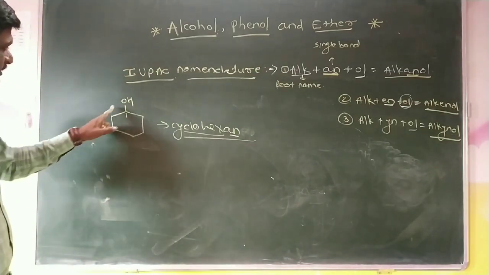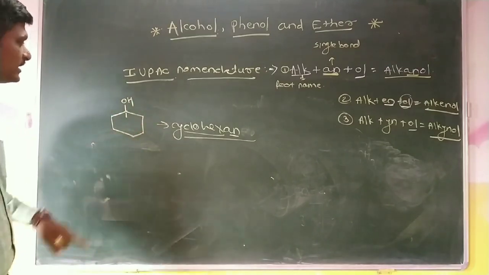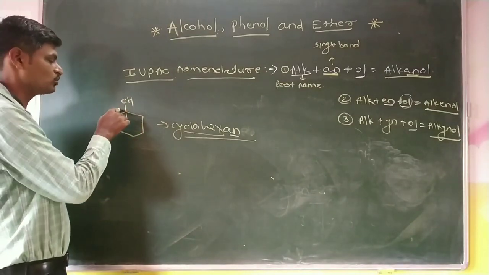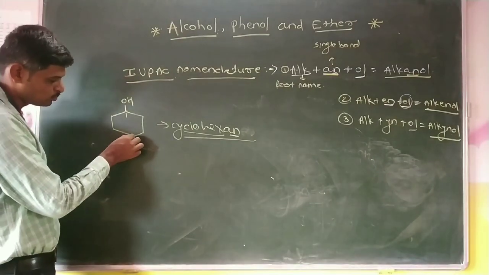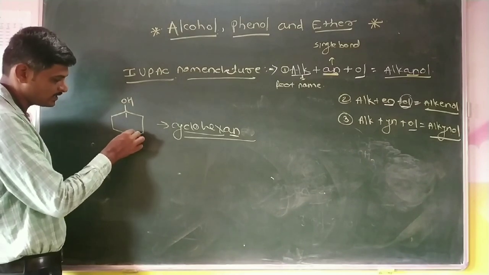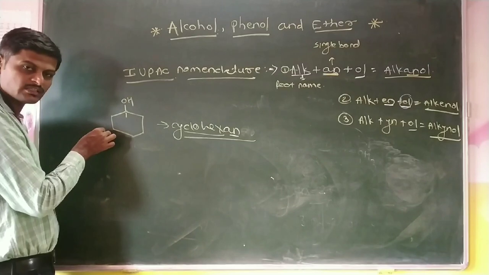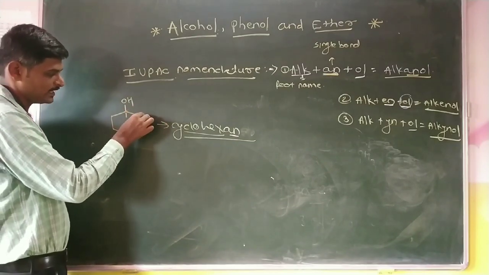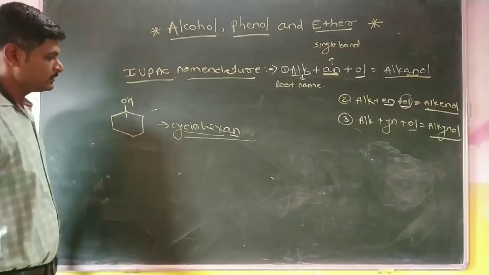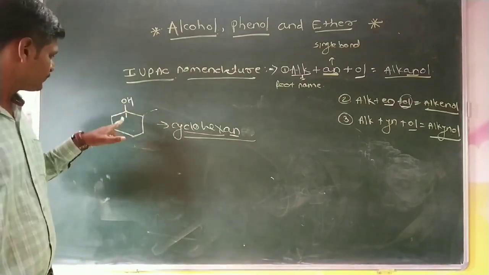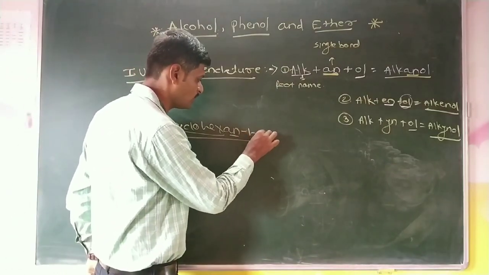but this OH or hydroxyl group is attached to the first carbon atom, because the numbering of this cycle can be started from the carbon atom to which the OH group is attached. If the OH group is attached to this carbon atom, the numbering will start from here. If it is attached to this carbon atom, the numbering will start here. Okay. Then the hydroxyl group is attached to the first carbon atom, therefore it is 1-ol.